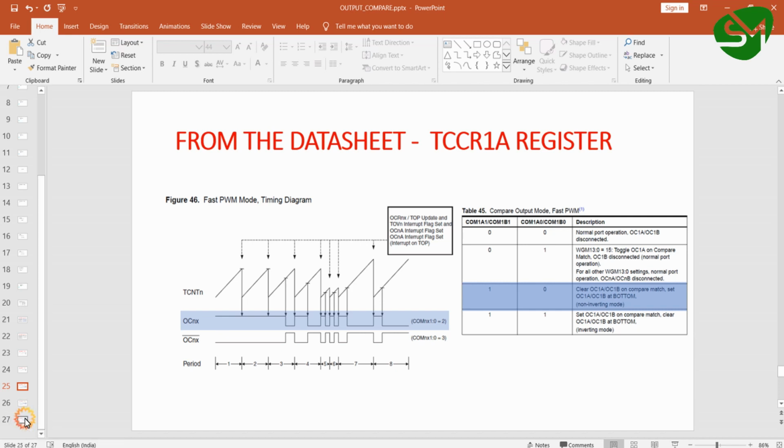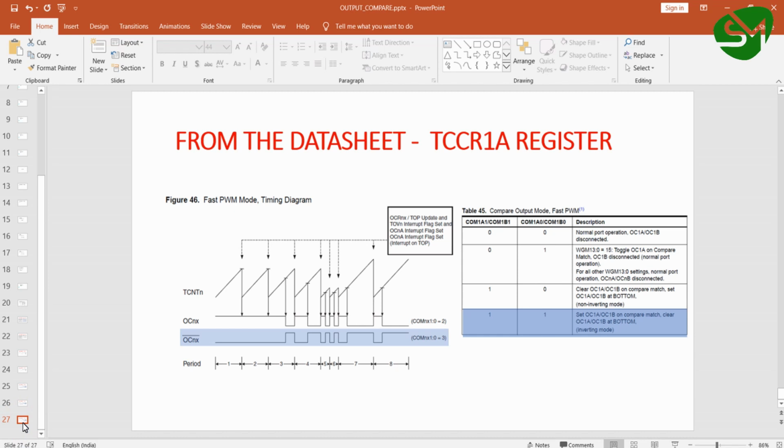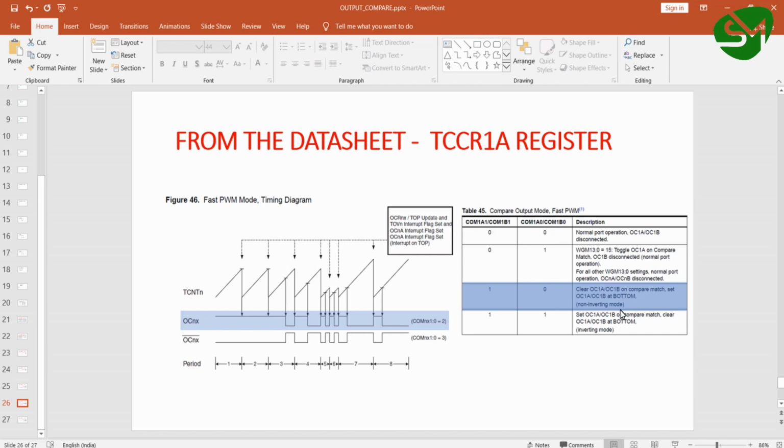And let's come to the second mode, which is the inverse of non-inverting mode, that is inverting mode. In this mode, all is the same except that when the timer starts counting from 0, the PWM pin will become low. When the compare match happens between the timer value and the compare register value, the PWM pin will become high and remain high till the timer reaches 1023. Once it reaches 1023, the PWM pin will become low and this process continues, and the PWM waves will be generated in this method. We will be using only the non-inverting mode.